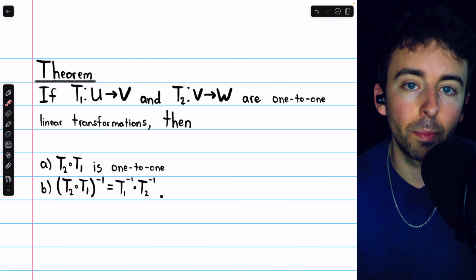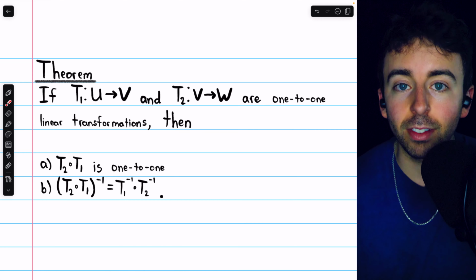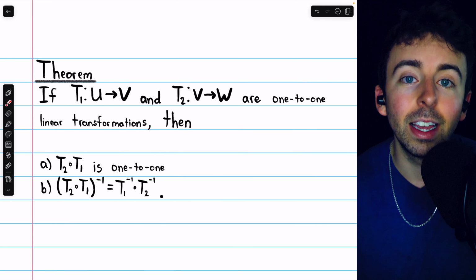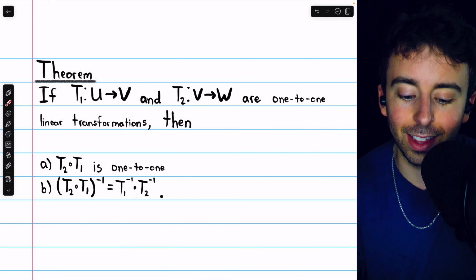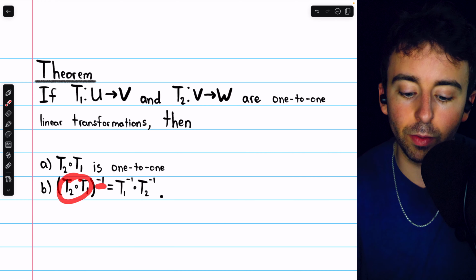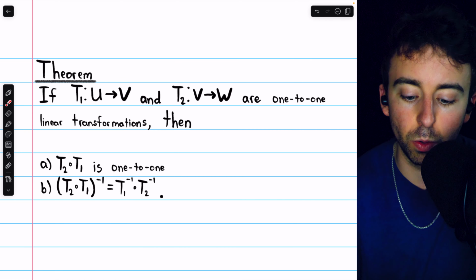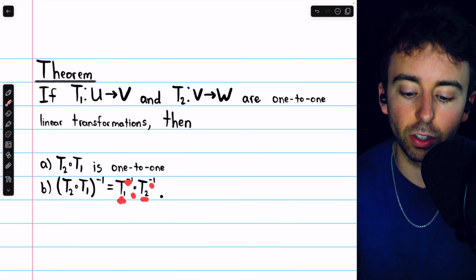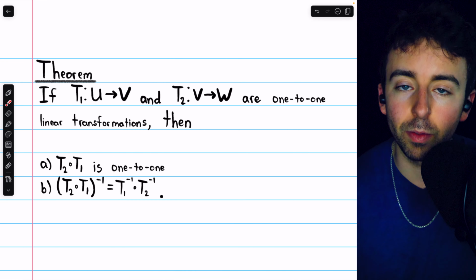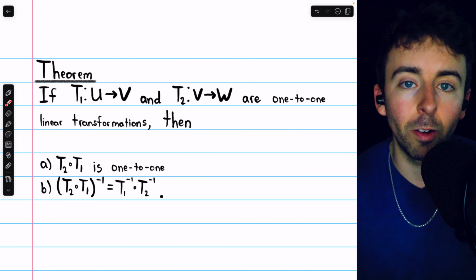The inverse of a composition of transformations is just the composition of the inverses in reverse order. So notice that. This is (T2 ∘ T1) inverse, and it turns out it's equal to T1 inverse ∘ T2 inverse. So, composition of the inverses in reverse order. All right, let's prove this.